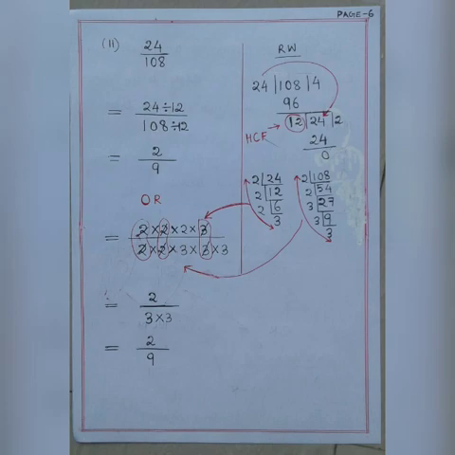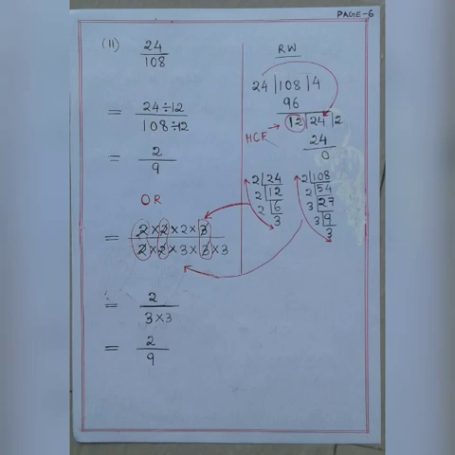For 24, I get 2 into 2 into 2 into 3. And for 108, I get 2 into 2 into 3 into 3 into 3. So as a numerator, in place of 24, I write 2 into 2 into 2 into 3, and as denominator, in place of 108, I write 2 into 2 into 3 into 3 into 3. I have cancelled out the common terms from numerator and denominator.